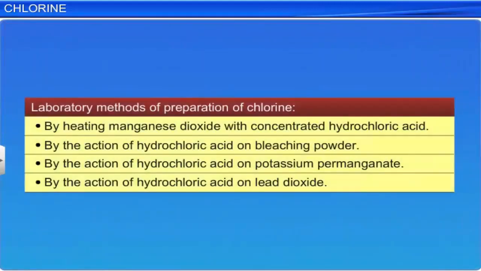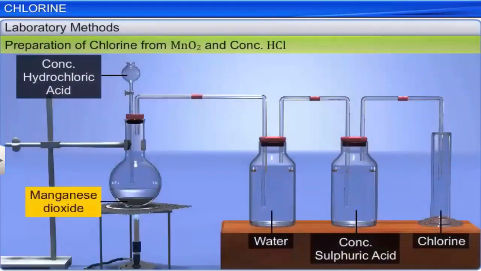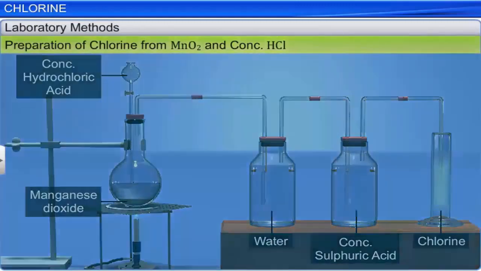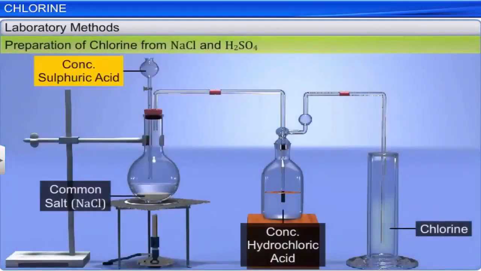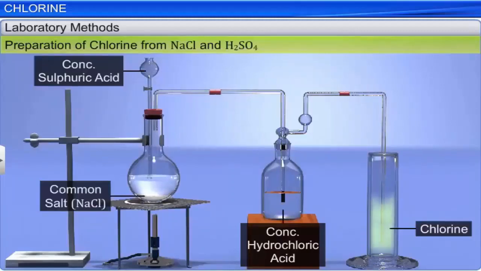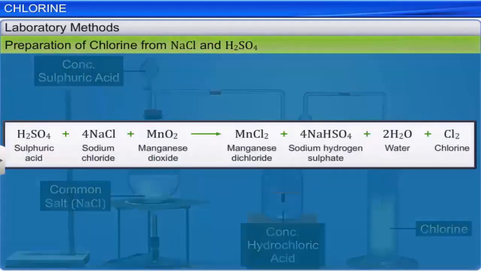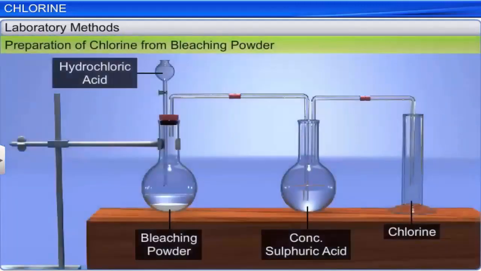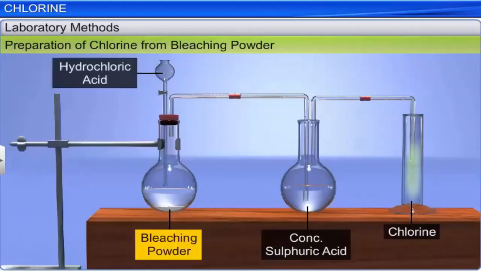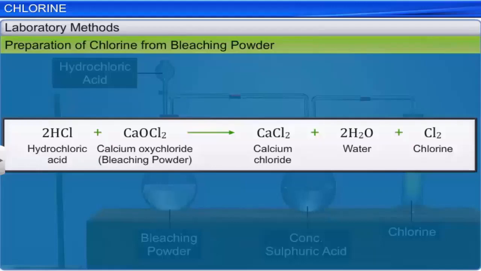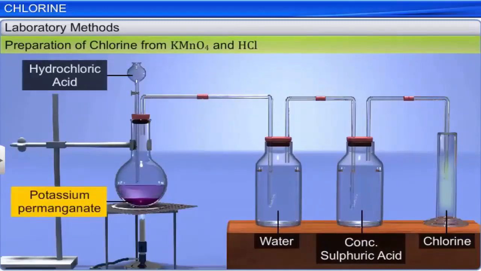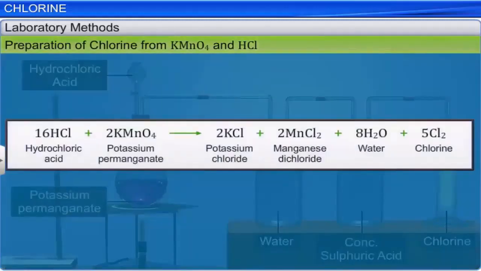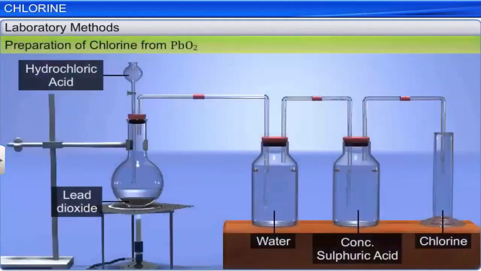In the laboratory, chlorine is prepared by one of several methods. The first method is to heat manganese dioxide with concentrated hydrochloric acid. However, a mixture of concentrated sulfuric acid and common salt is used in place of concentrated hydrochloric acid. Another method is by the action of hydrochloric acid on bleaching powder. Chlorine can also be prepared by the action of excess hydrochloric acid on potassium permanganate, and by the action of hydrochloric acid on lead dioxide.